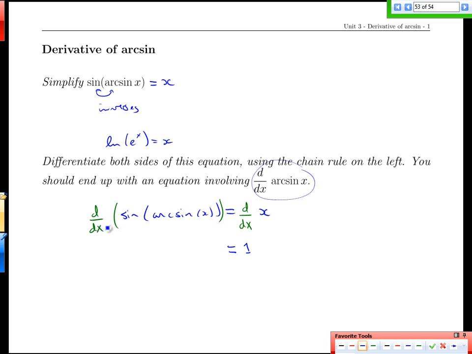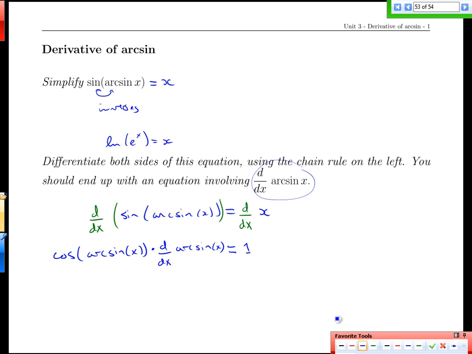The left hand side is a little more complicated, but not too bad. Notice that we have the derivative of sine of something. We've seen the derivative of that. Now the complicated part is the derivative of sine of anything is cos of the same thing times the derivative of the inside. So we get a derivative of arcsine of x after that.